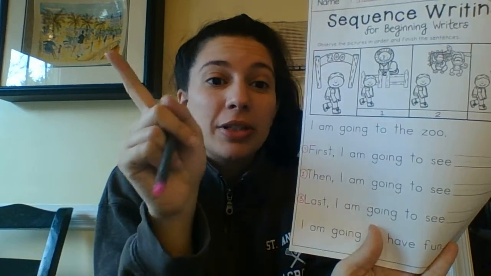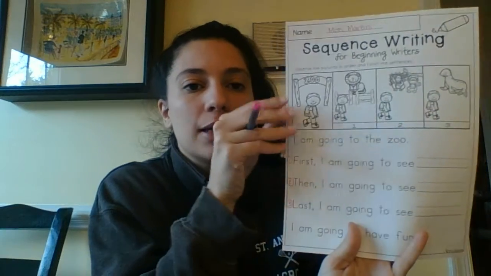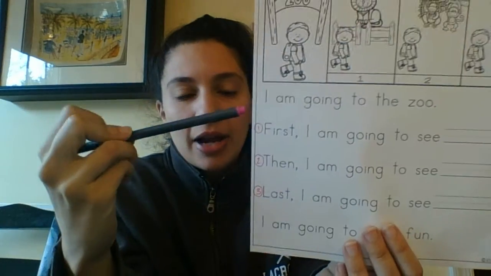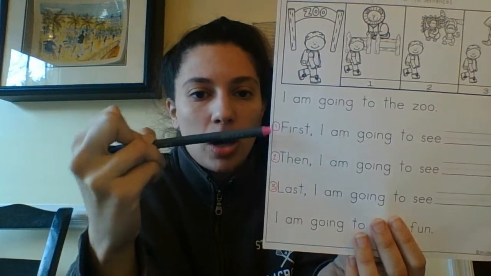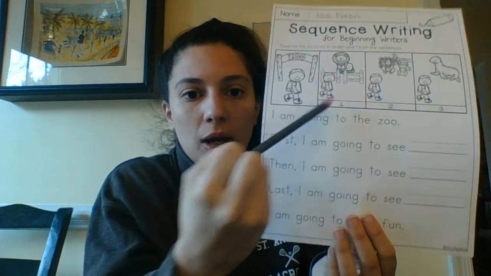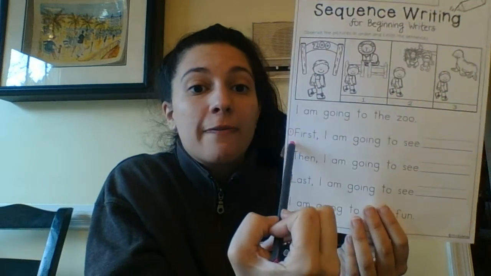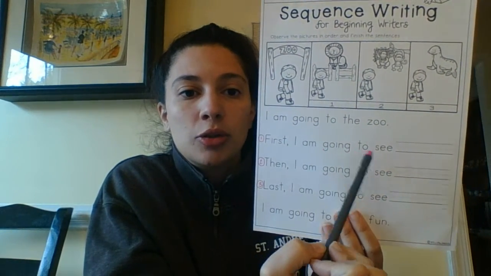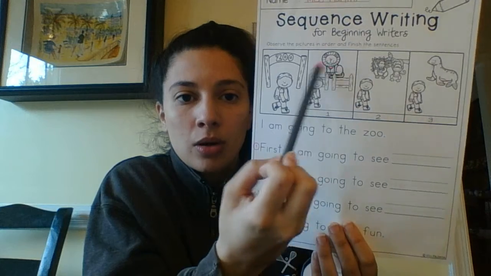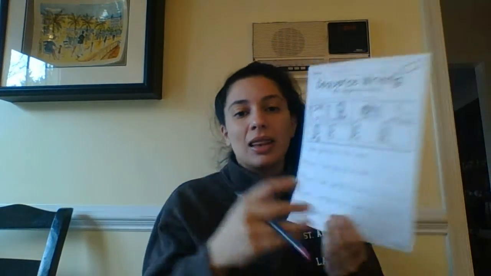Now, first, remember this is the first thing that happens. First, I am going to see blank. So we have to figure out what is he going to see. You can see on the side, I already put down the numbers, right? So I have 1, 2, and 3, meaning picture number 1, picture number 2, and picture number 3. So first, I am going to see a lion. A lion.